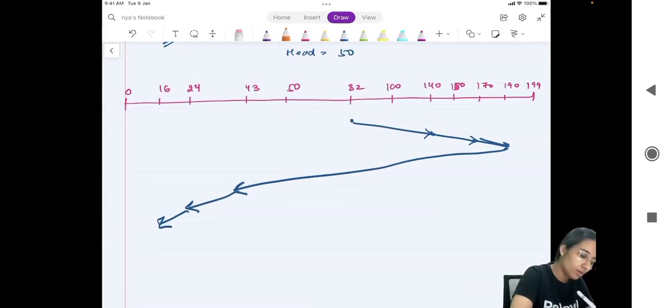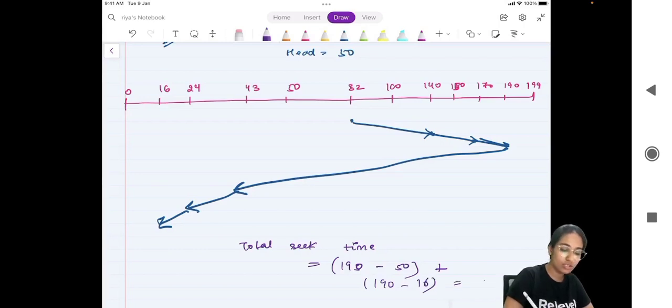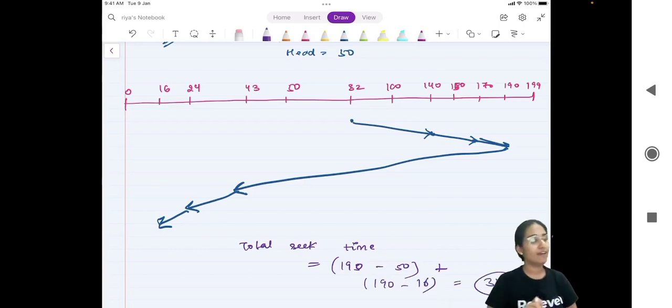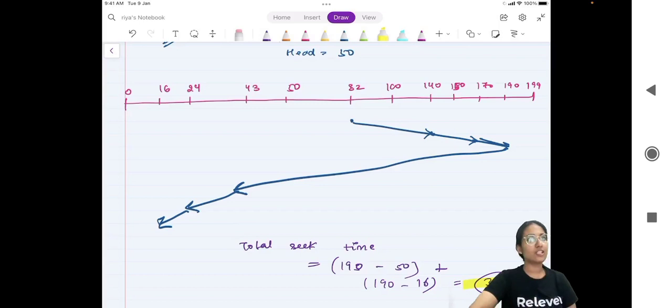So what is the seek time? In this case, the seek time would be 190 minus 50 plus 190 minus 16, which is 314. Definitely a better optimization over the simple SCAN. So that's the overall idea about LOOK scheduling.